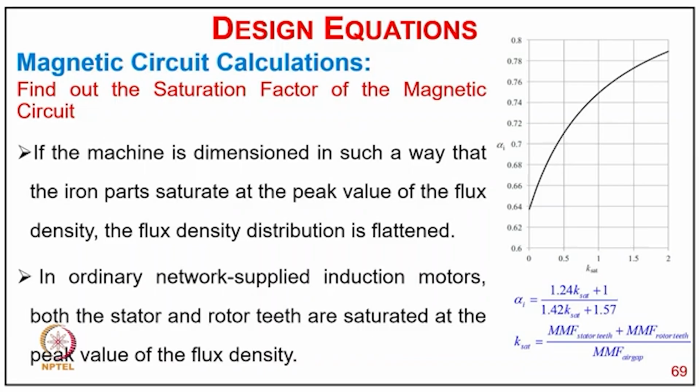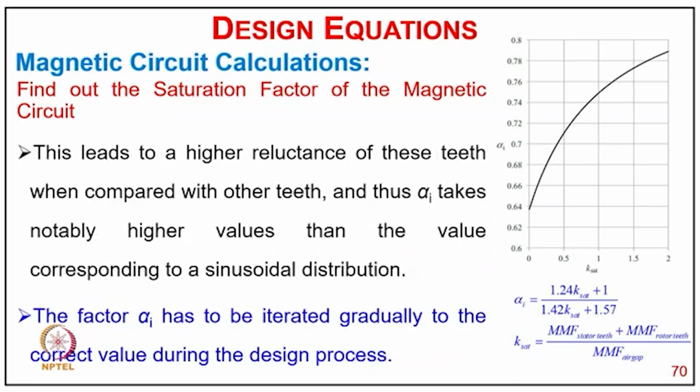As you can see here, typically the saturation factor is responsible, considering that alpha equal to 1.24 K saturation plus 1 divided by 1.4 K saturation plus 1.5, and K saturation is MF for stator teeth plus MF for rotor teeth divided by MF for air gap. Typically this leads to higher reluctance of the teeth, and the Li takes a notably higher value than the value corresponding to the sinusoidal distribution. So factor Li has to be iteratively corrected gradually to the correct value during the design process.